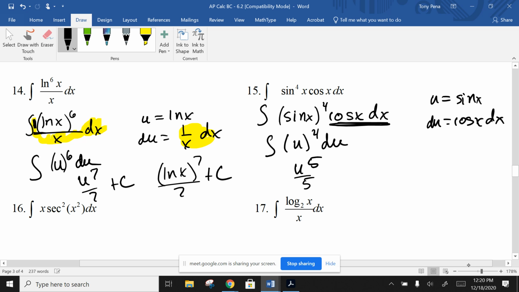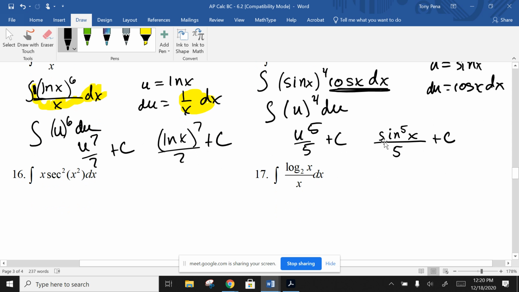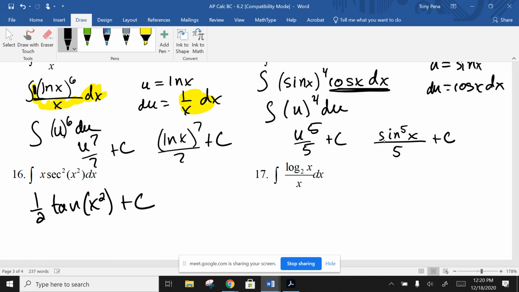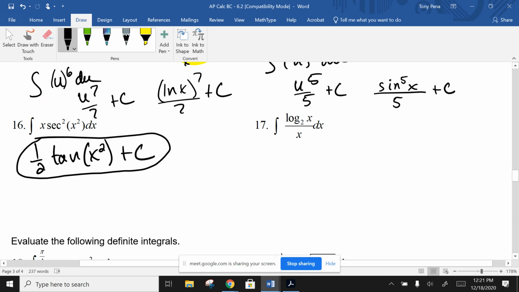And then again, pretty simple derivative here, our antiderivative. So our final answer would be sine, I'll put the 5 here, sine to the 5th of x over a 5, and then plus our constant. Number 16 I'm going to leave you. I'm going to hope by the end of the day, if you went back and tried 16 on your own, you would think 16 is very easy. So we're going to move along to number 17.